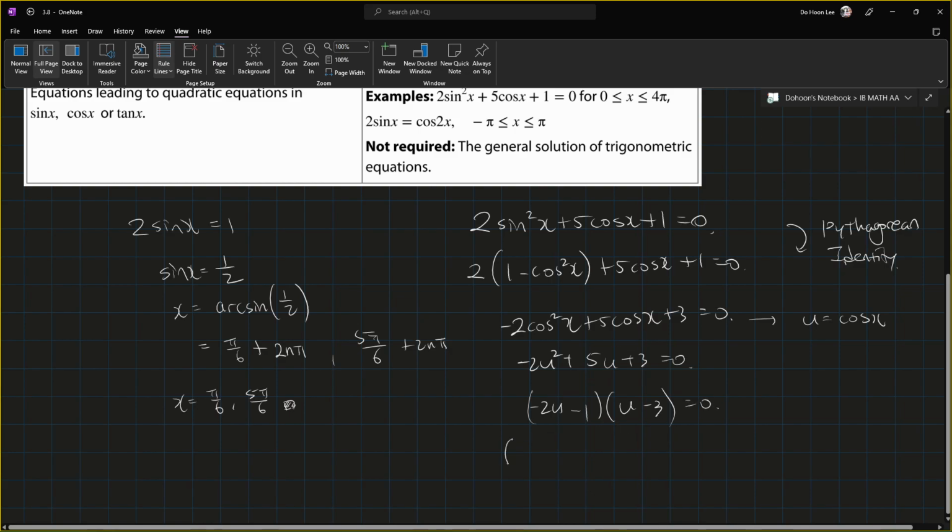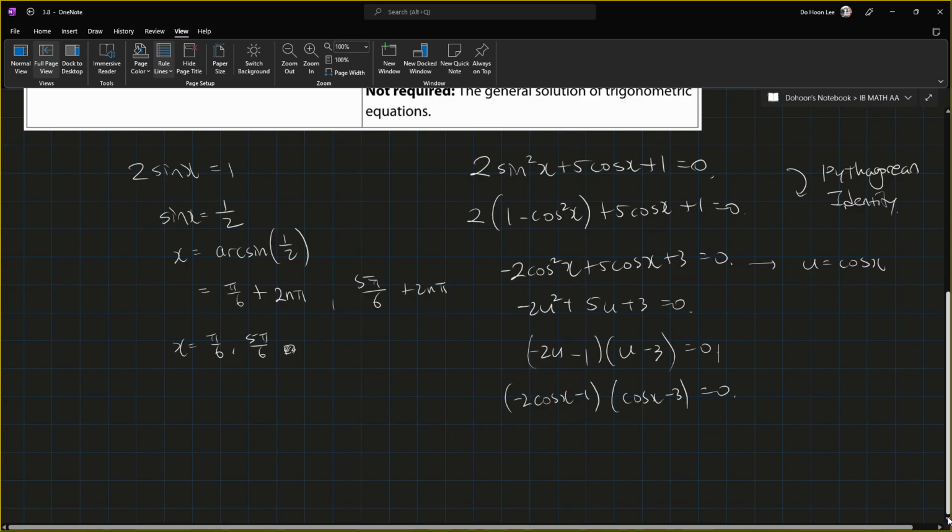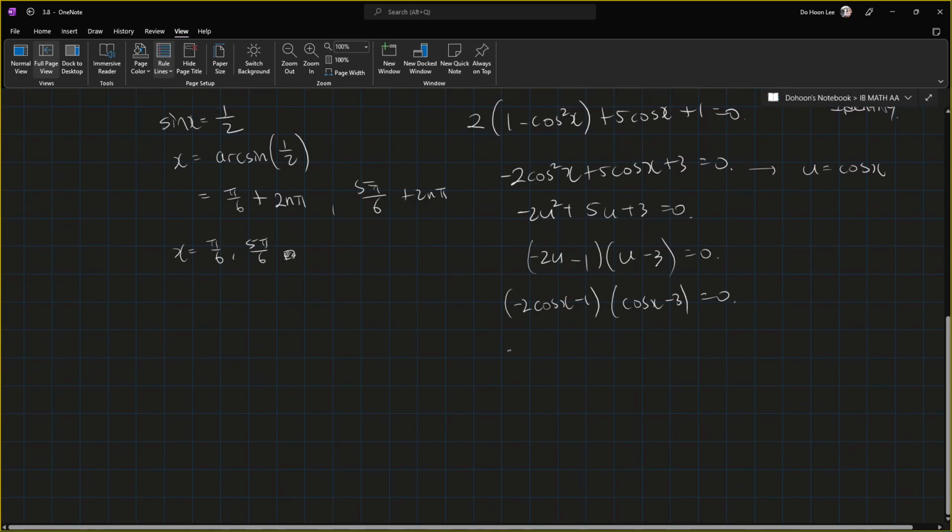Well, now at this point, we can just substitute our cos x here. Negative 2 cos x minus negative 1, and cos x minus 3 equals 0. And we know that we can say, oh, we can have two equations. Cos x minus 3 equals 0, and negative cos x minus 1 equals 0. Well, I know that cos x minus 3 equals 0, we could write it as cos x equals 3.